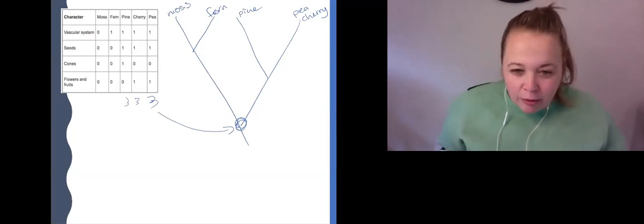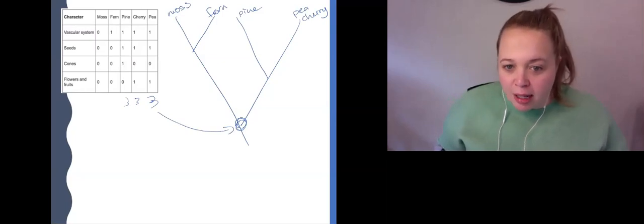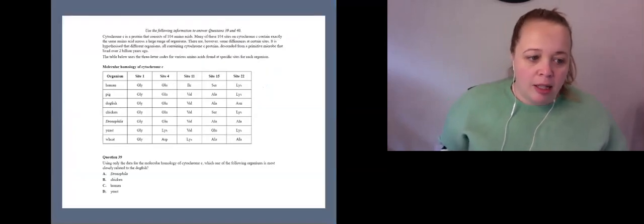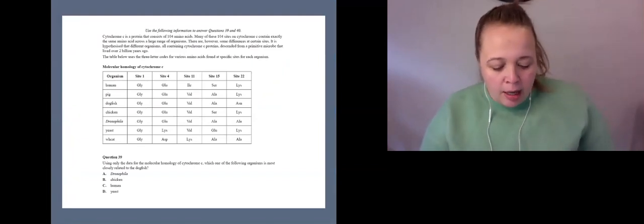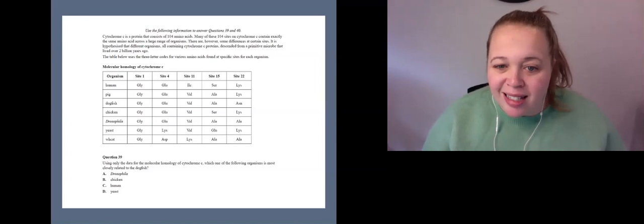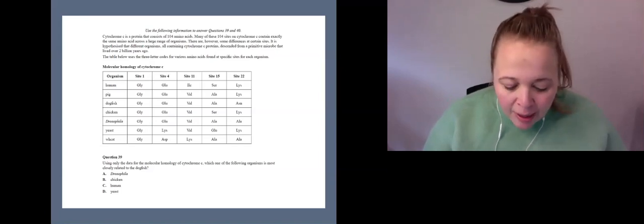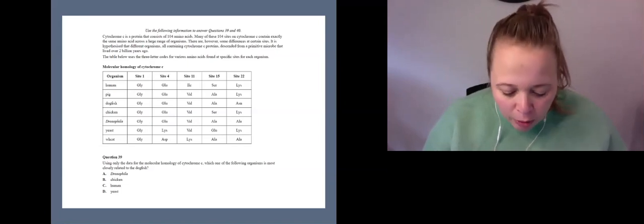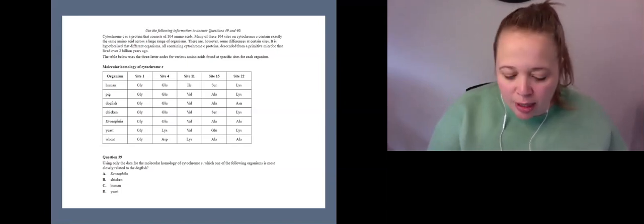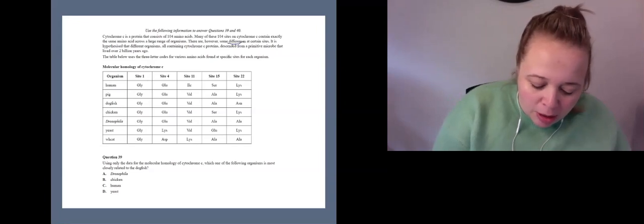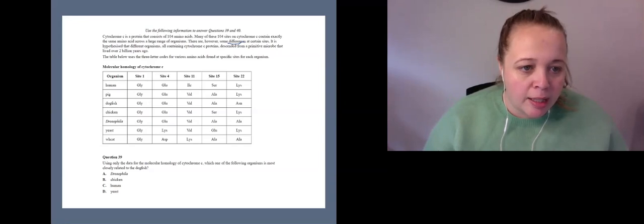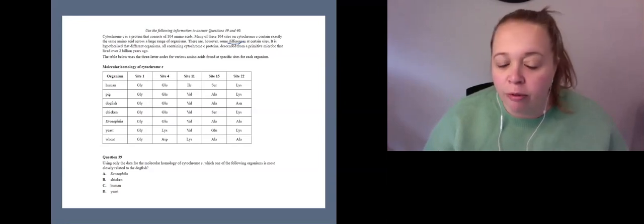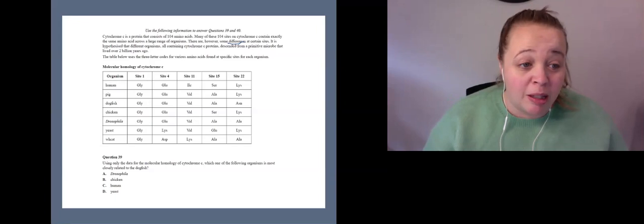So they can get pretty confusing, and that's why I don't think they're going to ask you a question on this. So let's just have a look at one of the questions they do ask you on here. So it says here that cytochrome C is a protein that consists of 104 amino acids. Many of the 104 sites contain exactly the same amino acid in a large range of organisms. However, there are some differences at each site. So what we can do is we can use those differences to figure out an answer. So it's hypothesized that they must have come from a primitive microbe about 2 billion years ago.